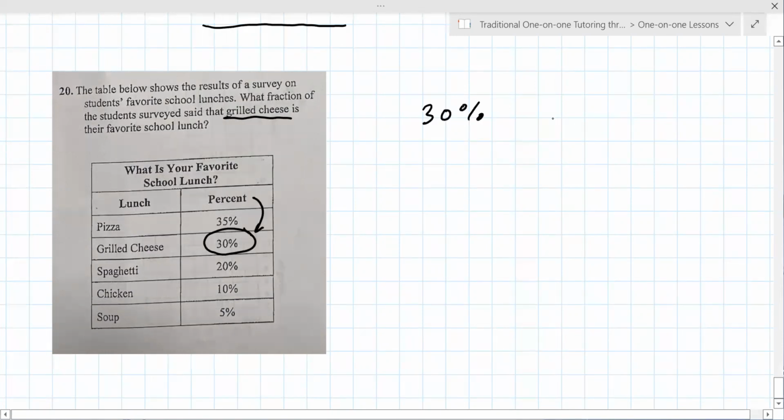How do we convert a percent to a fraction? Well, we do that by converting. Put it first over 100. Yeah, but you first go to a decimal, but you could go 30 over 100 if you wanted. But you have to be able to reduce this fraction.